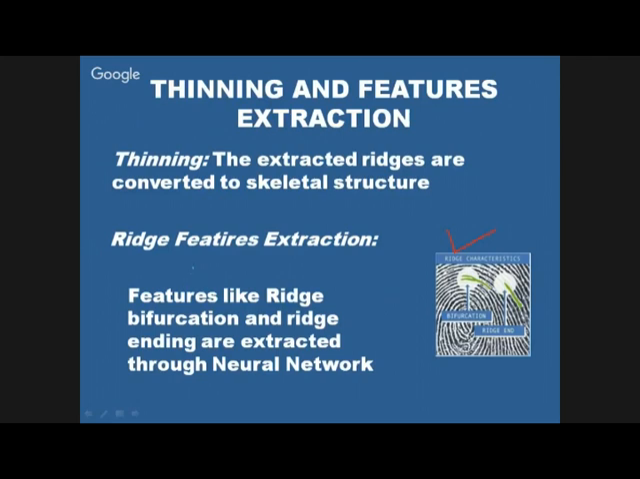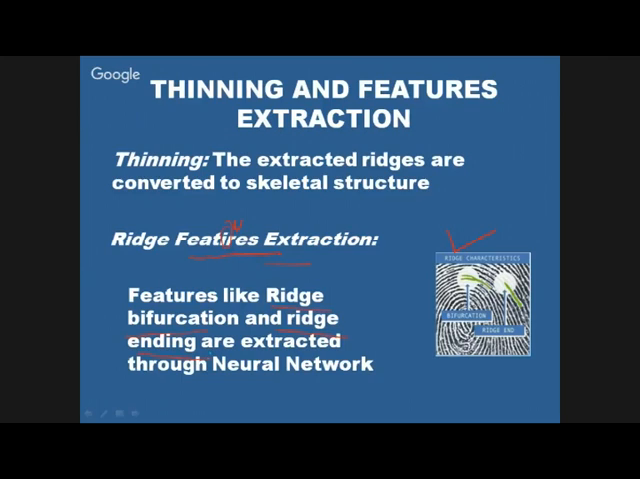And after that, we extract the features. Now, what are the features? I'm sorry, the spelling is wrong here. This should be your U. Now, what are the features? These are the ridge bifurcation and ridge ending. These are the main features for fingerprint recognition.